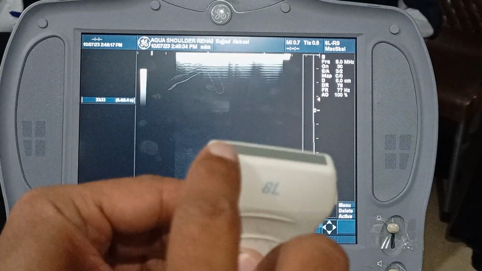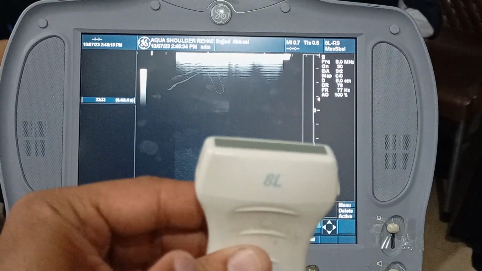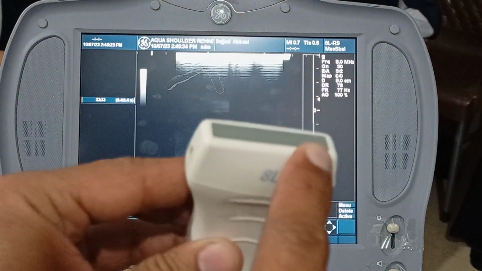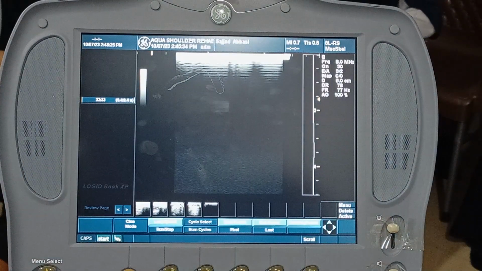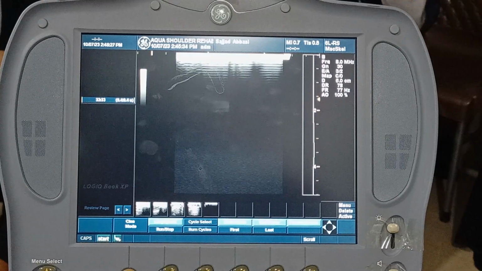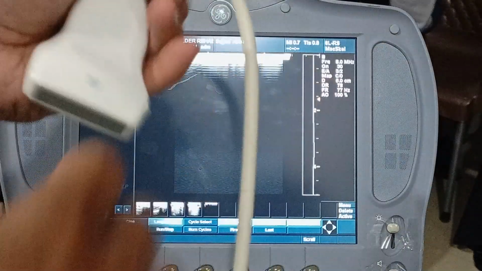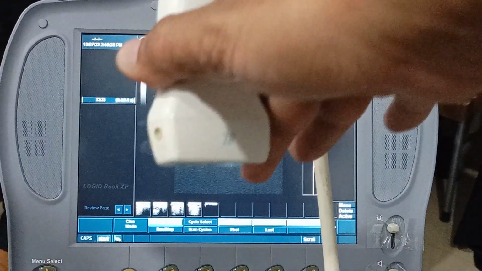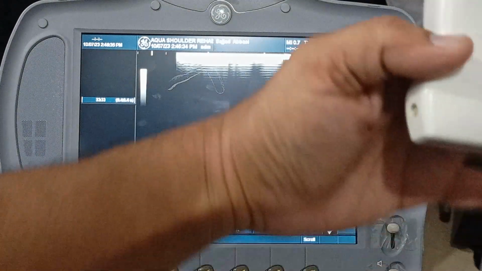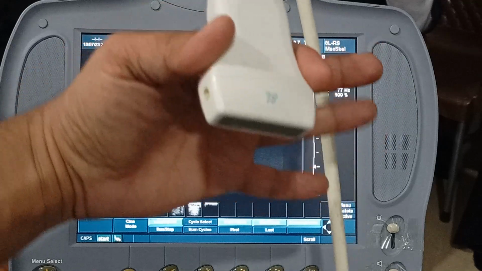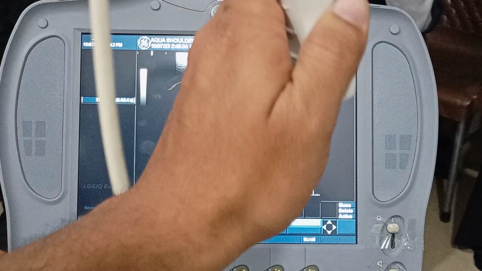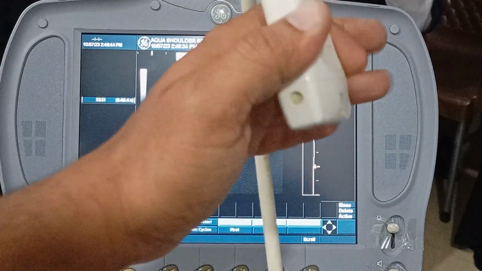Now this is the footprint of the probe. We are using the linear probe, and when you apply the gel, you apply the gel onto this footprint. Then what are the movements of the probe, or how to handle the probe? You must try to handle the probe like this. With the other hand you can place the probe between your thumb and your index, and you can place it onto a particular structure.